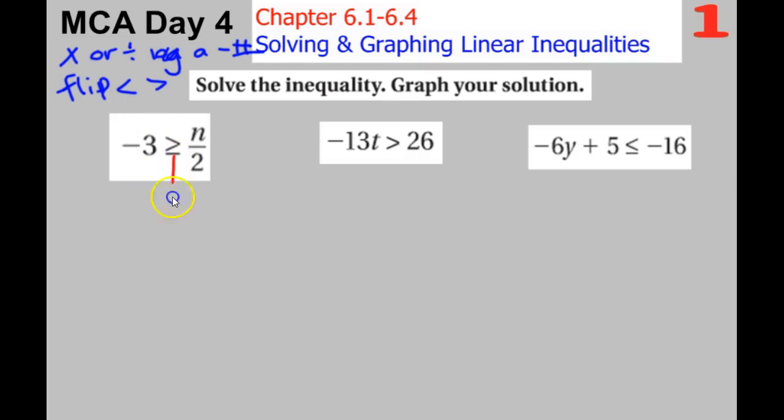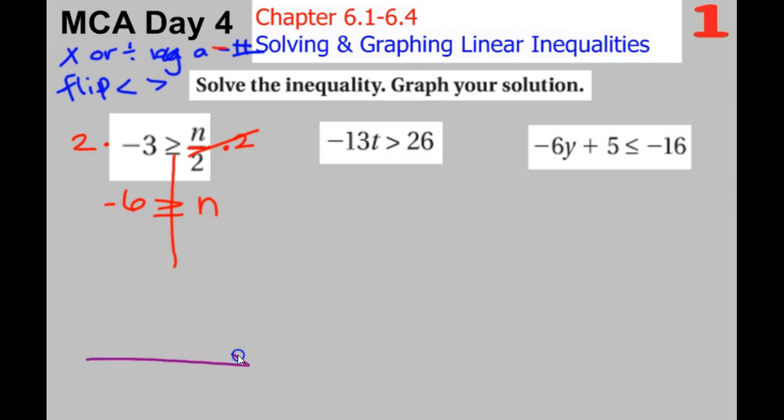So let's take a look at this first one. It says n divided by 2. So the opposite of dividing by 2 is going to be multiplying by 2 on both sides. We didn't divide by a negative or multiply by a negative, so leave your symbol the same direction. 2 divided by 2 is just 1, so we have 1n, or just n. And 2 times negative 3 is negative 6.